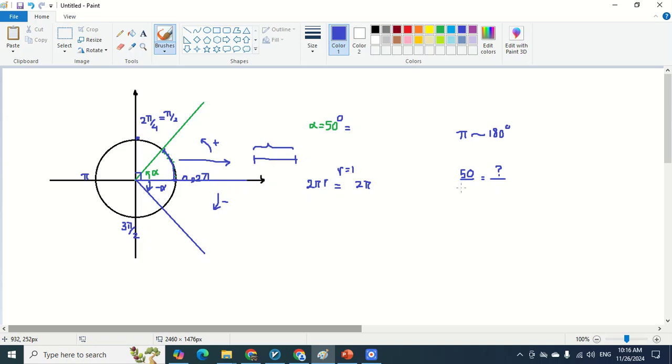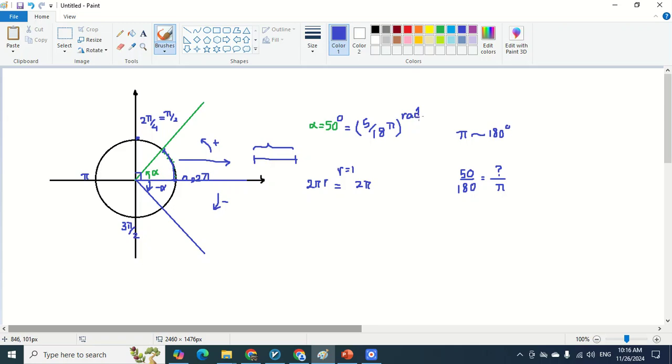And for 180 we have the pi radian, so I just put pi on the other side as well. Right now I can calculate the values, which is equal to 5 over 18 pi. In this way we can convert the degree to the radian values, and you can calculate the radian as well. This is the radian scale.